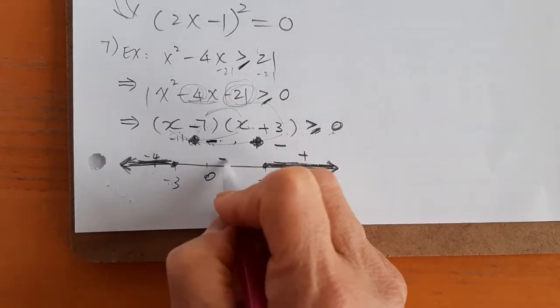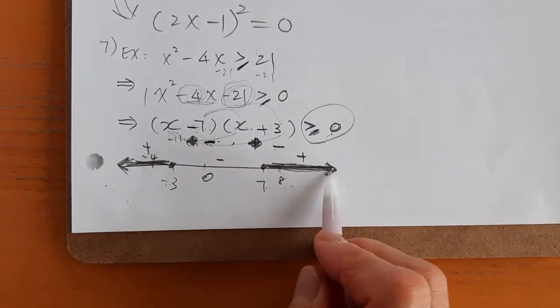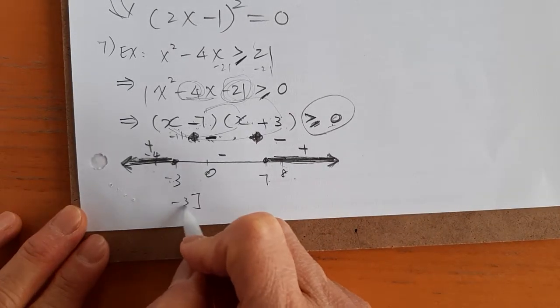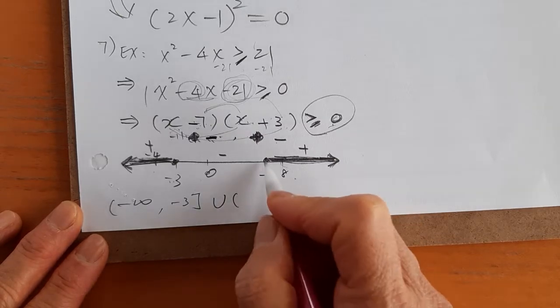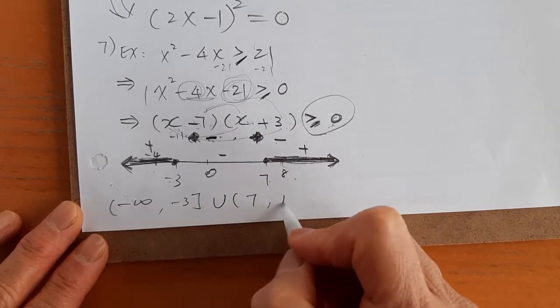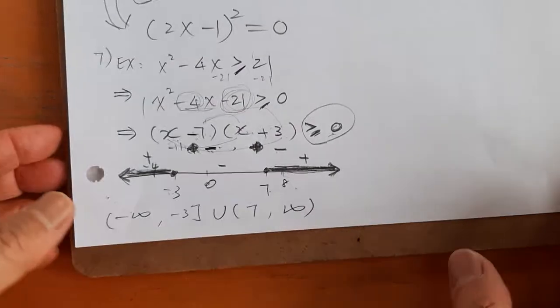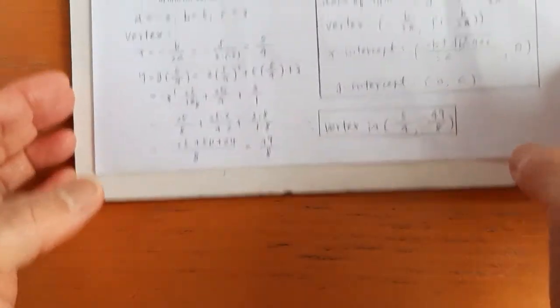So positive, negative, positive. You want greater than 0, so pick the positive sides. So your solution will be negative infinity up to and including negative 3, union with 7, included, up to positive infinity. So that's the interval notation for the solutions.